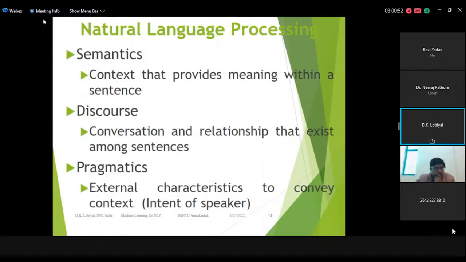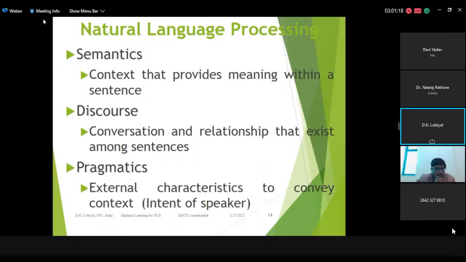That's one. And then you have discourse. Discourse means a group of sentences, the conversations and relationships that exist among the sentences. Because in a discourse, in a paragraph, one sentence is connected with the other sentence, then the next sentence. So it has coherence in a paragraph. How to cover that? That is called discourse analysis. So you need different techniques for that.